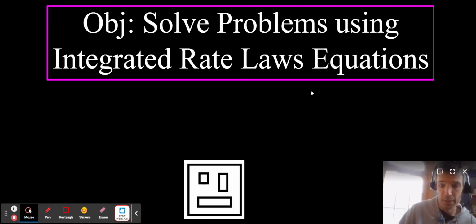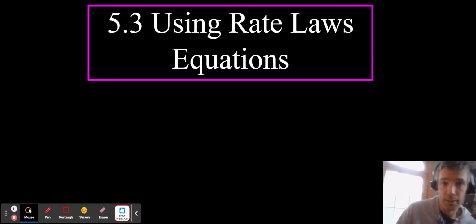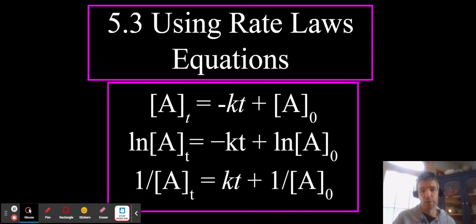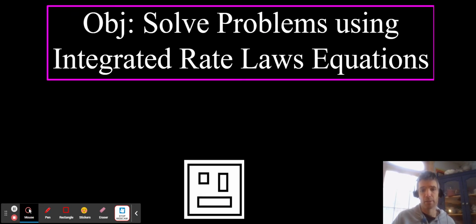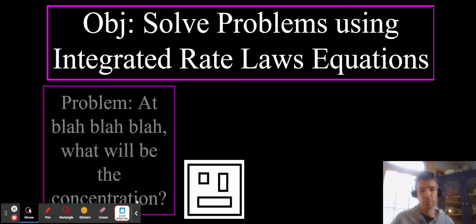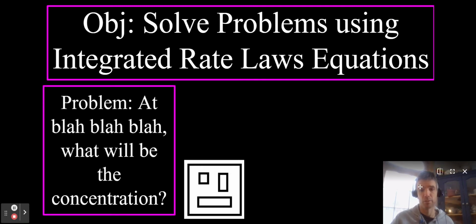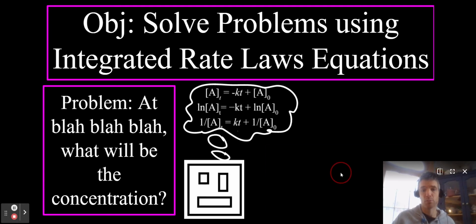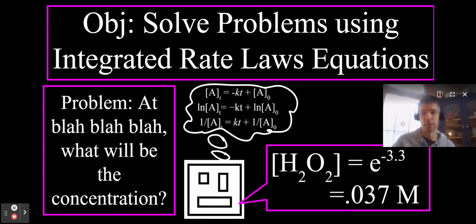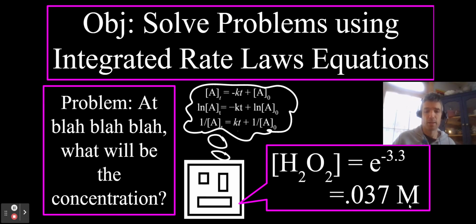So here's our objective, and here's our topic, and these equations, here they are, all right? And by solving them, you're going to be given some stuff. You might need to calculate a concentration, a rate constant, or a time, all right? And that's what our goal is. All right, here Dr. Square is solving for a concentration of hydrogen peroxide. That's our goal for this.